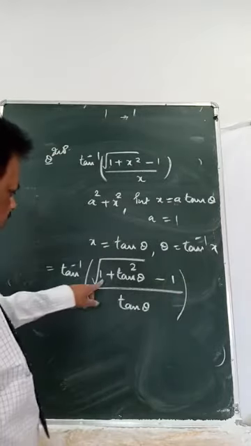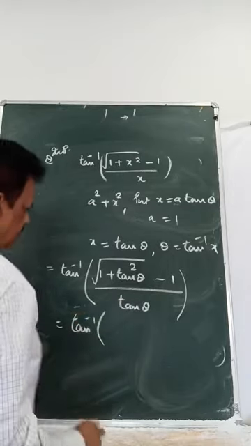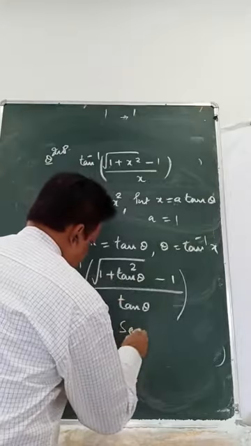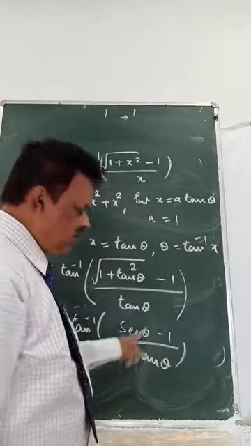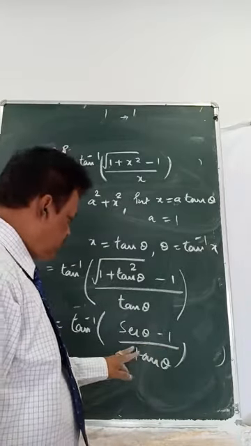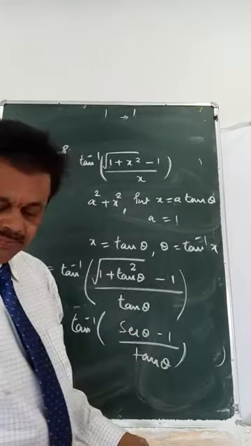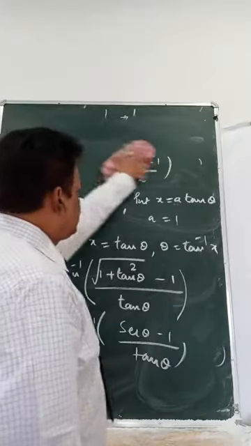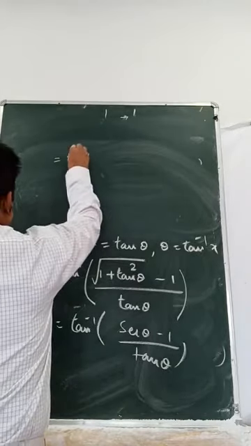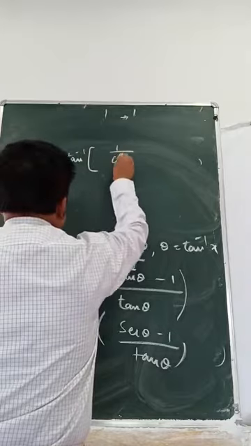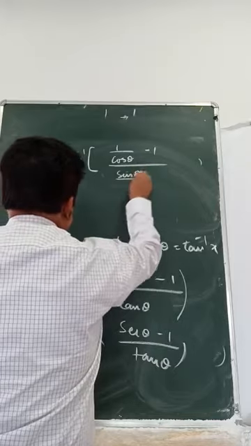Okay, you know the formula, 1 plus tan square theta is how much? Tan inverse of sec theta minus 1 by tan theta. Now still it is not simplified. So what I have to do here is, when it is not simplified, I have to write in the sin cos form. Then you will get some result on this. So let's write it in the sin cos form. That will be tan inverse of 1 by cos theta minus 1 divided by sin theta by cos theta.